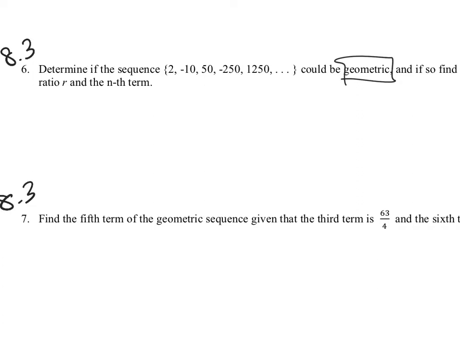So let's see. Determine if the sequence could be geometric. Well, all that means is, are you multiplying by the same number to go from term to term? So let's see, 2 to negative 10, and then negative 10 to 50, and then 50 to negative 250. Looks to me like we're multiplying by negative 5 every time. So if that's the case, it is geometric. And instead of calling it a common difference like with arithmetic sequences, we call this a common ratio. So r equals negative 5.